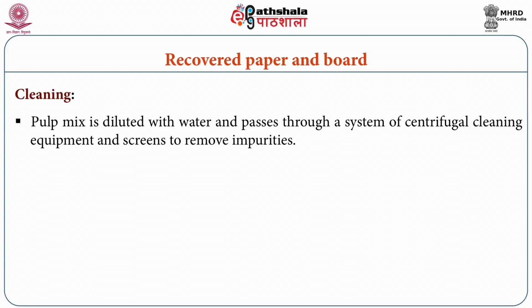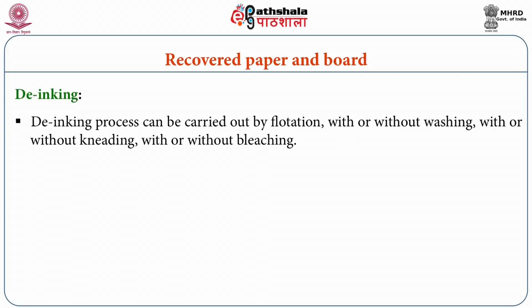Pulp is cleaned in a large spinning cylinder, and the heavy contaminants move to the outside of the cylinder and are removed. The next step is de-inking.